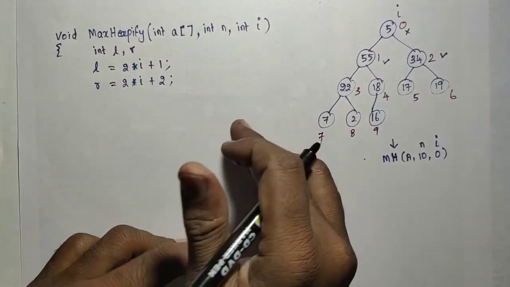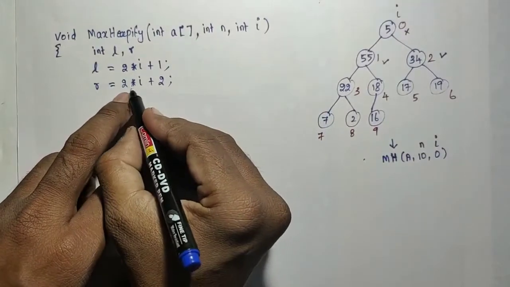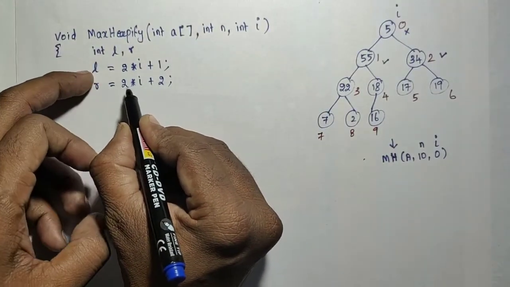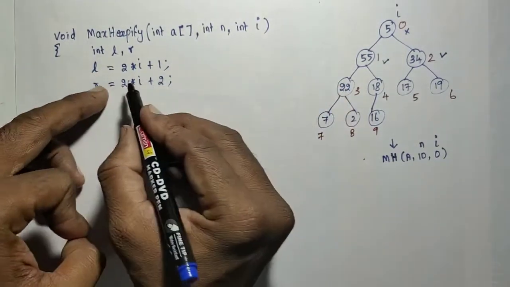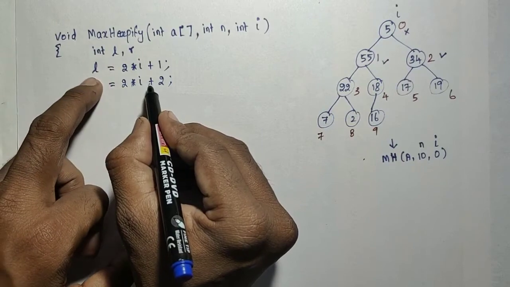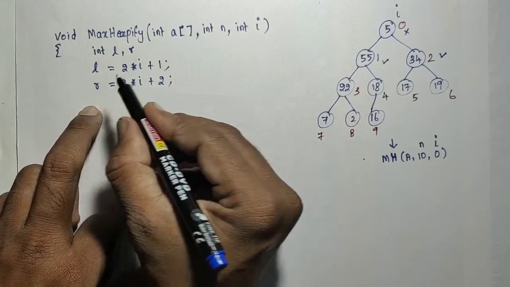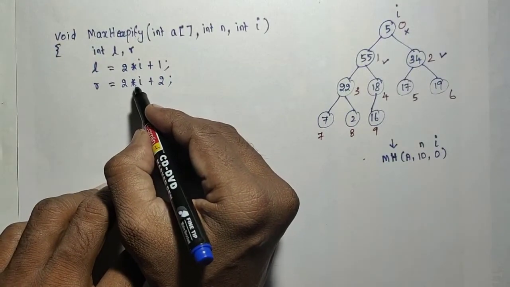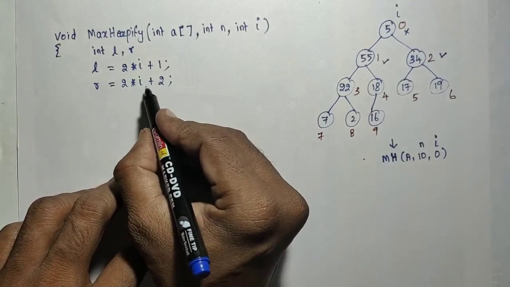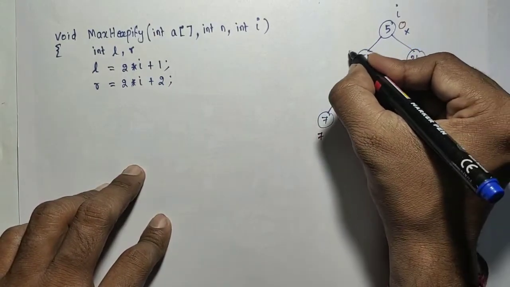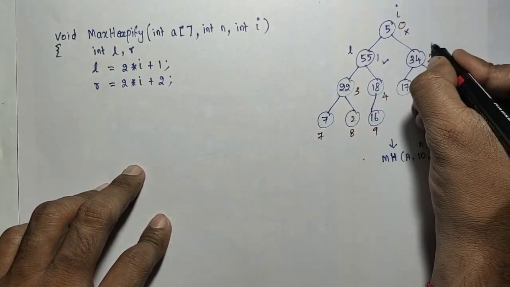So as an efficient programmer, instead of doing two more calculations again, you will simply do L plus 1. Once we have calculated 2i plus 1, I only need to add 1 to left, so that will be the right. This is also correct, and we can reduce one more calculation. Now this is marked as L and this is marked as R.